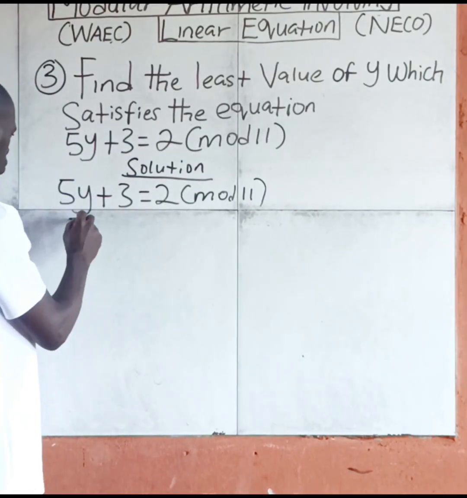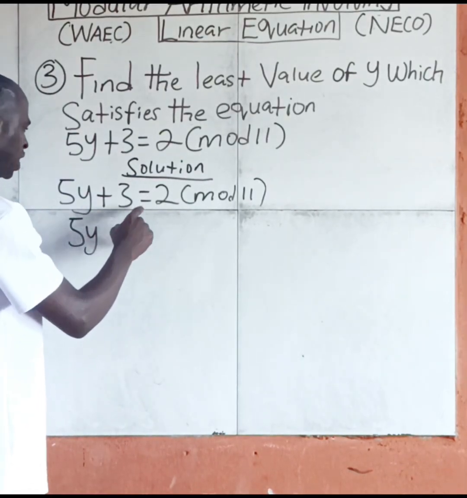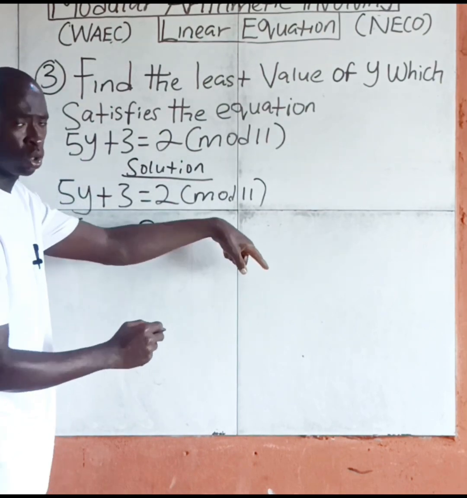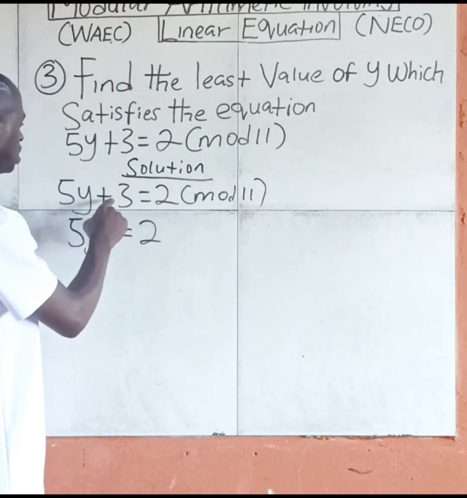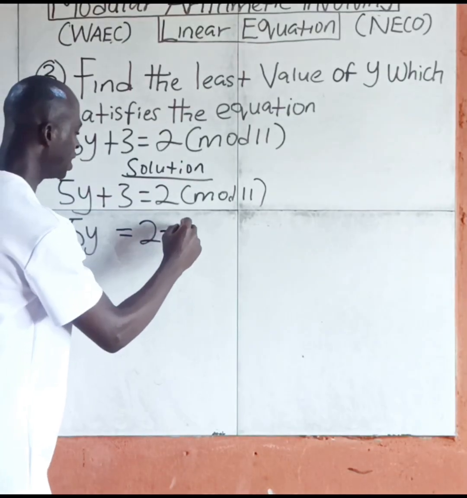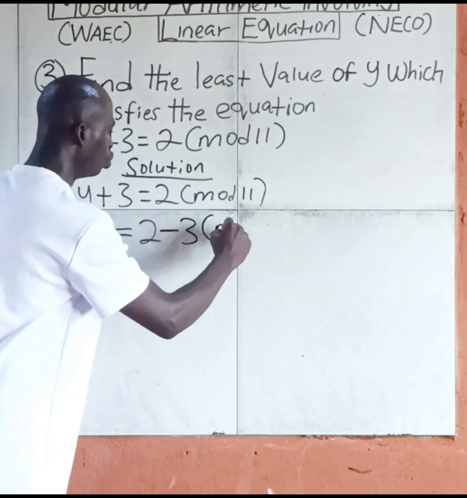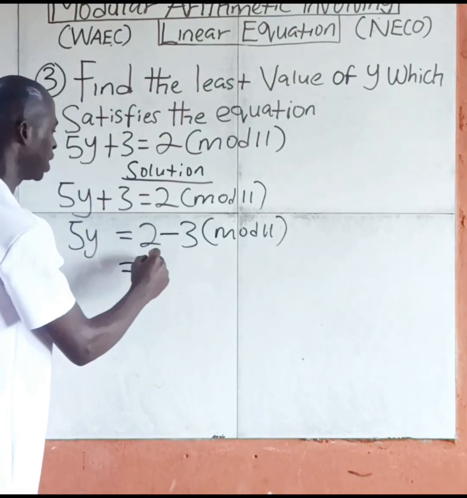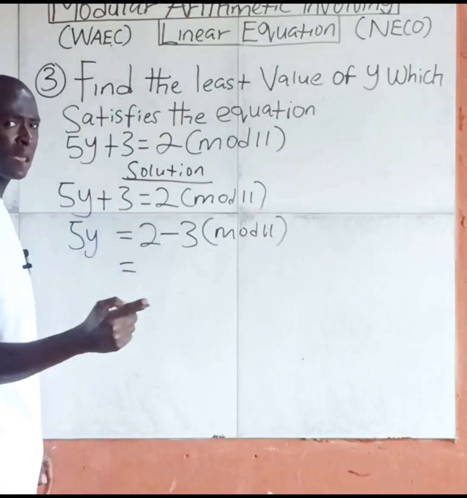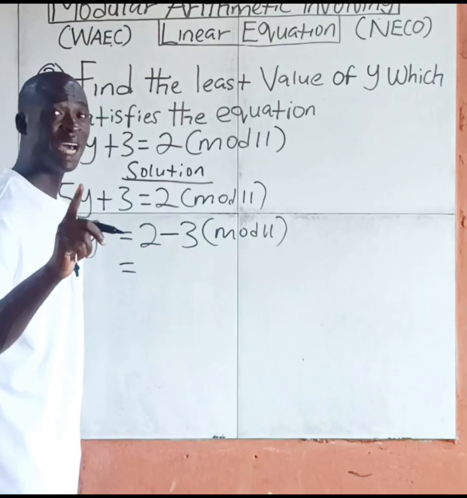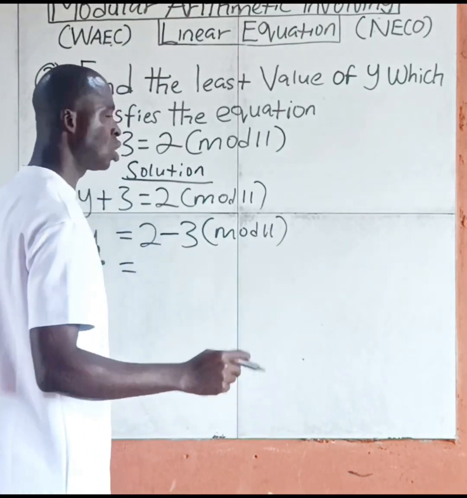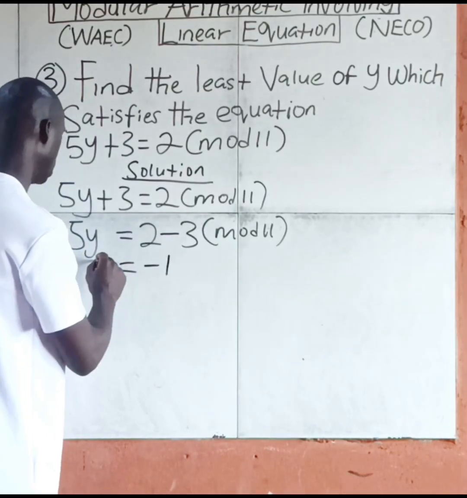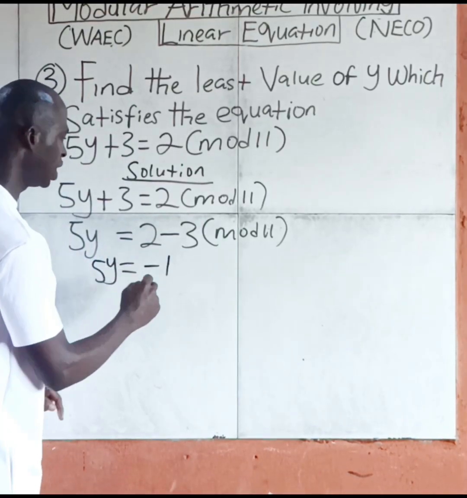Now, we are simply going to take this plus 3 across the equal to sign. We are collecting like terms. If the plus 3 goes across, it becomes a negative 3 mod 11. The next thing I'm going to do is simplify for that 2 minus. Remember, in mathematics, any number without a sign on the left side is always a positive number. So plus 2 minus 3 is going to give me a negative 1. So this is what we are currently having.